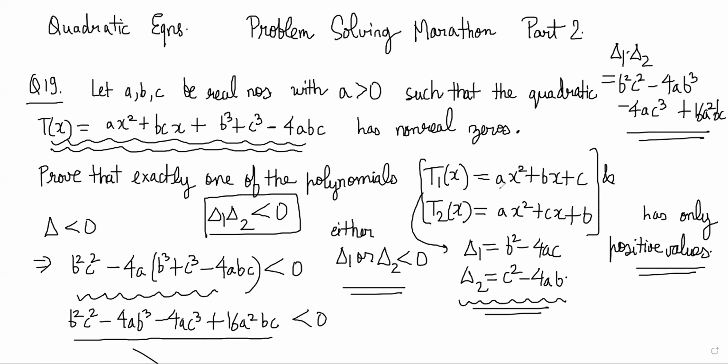Since a is positive, this is an upward facing parabola. If del is less than 0, the parabola does not intersect the x-axis. Basically, that's why the proof is done. Okay, let's look at the next problem.